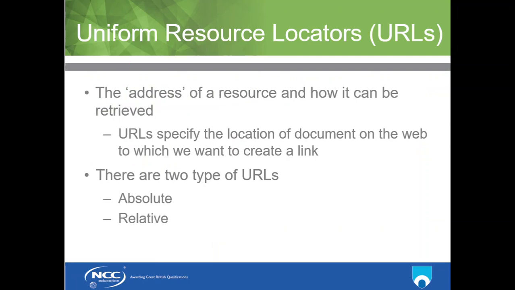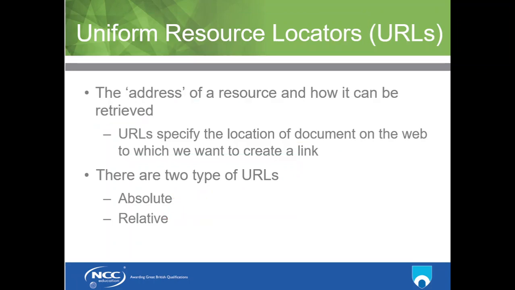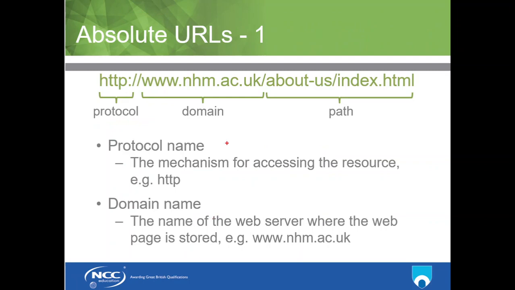Now, what is a URL? Uniform Resource Locator. URL is the address of a resource and how it can be retrieved. They specify the location of the document on the web to which we want to create a link. We have two types of URLs, absolute and relative URLs. So what's the difference? Now, the absolute URL is used to link you up to an external website.